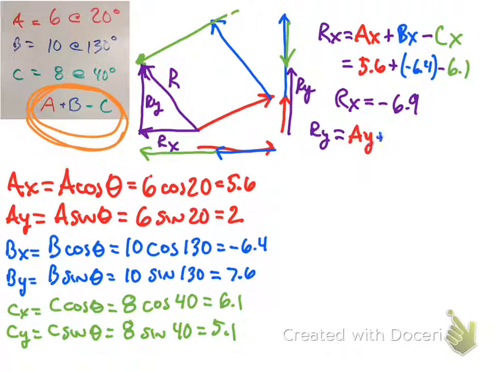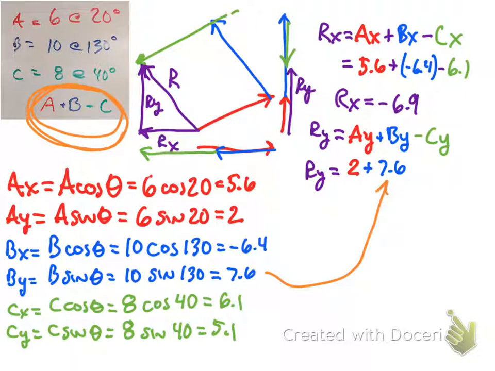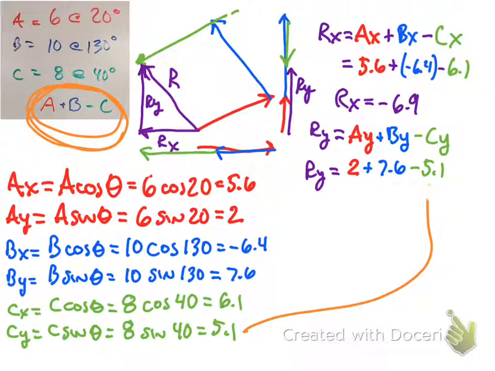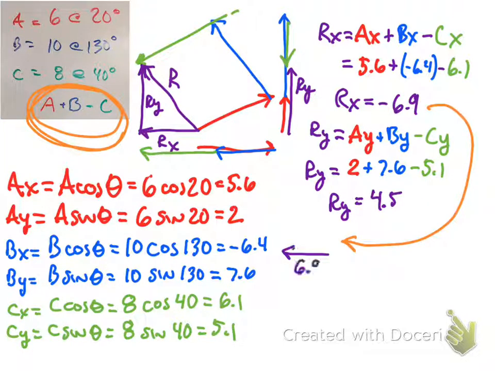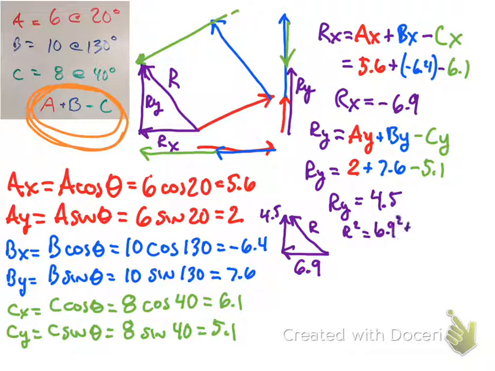And we do the same thing in the Y, AY plus BY minus CY. So our AY is 2, plus our BY of 7.6, minus our CY of 5.1. And that gives us a resultant in the Y of 4.5. And now we can sketch this out. Minus 6.9 means 6.9 to the left. Y of 4.5 means 4.5 up. Our resultant is that hypotenuse, so we do the Pythagorean theorem. And we can find out that the resultant is 8.2.